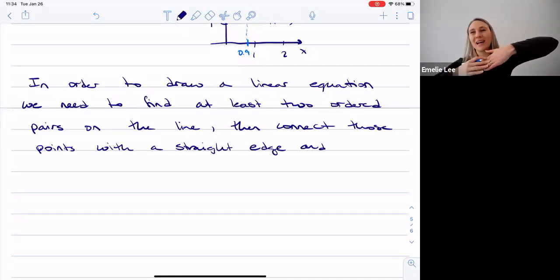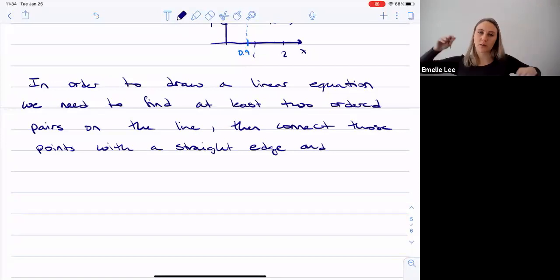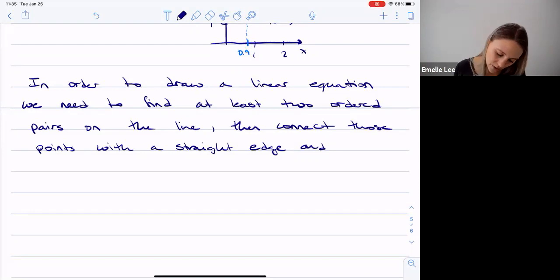It's really important to remember that lines keep going to negative infinity and positive infinity. So whether it be positive or negative slope, these lines will always continue. We'll only draw them for a short time, but they continue, and that's important to remember. So connect those points with a straight edge and continue and extend the line.